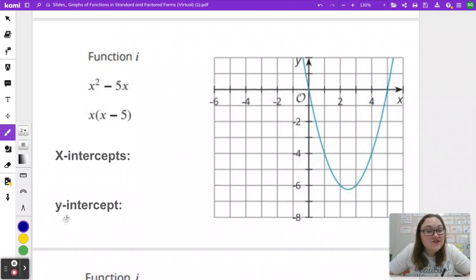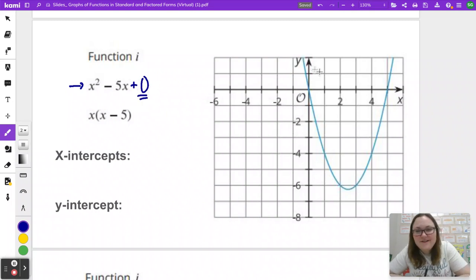So starting this time with the y-intercept, we said above that you can look at standard form and find the constant, and that is the same as your y-intercept. Notice here, we don't have a constant. There's no plus or minus a number, and if you don't see a number, what number represents no number? That's the number 0. If that constant is missing, your constant is 0. And sure enough, if we look at our y-axis, that y-intercept is there at 0. Our y-intercept is at (0, 0).